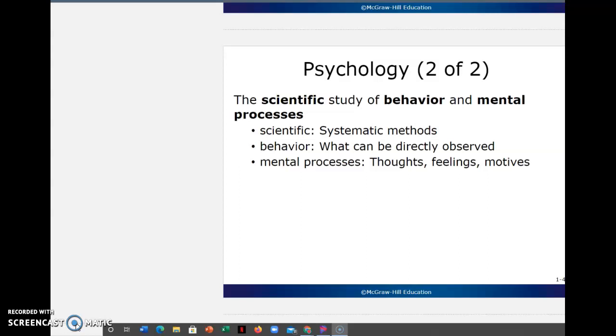The purpose of micro lectures is to take some of the concepts from the chapter that historically I've seen students struggle with the most and really focus on that for a short lecture. So today we are in chapter 1. As you're reading this chapter, you're learning about what is psychology. So here is the definition: the scientific study of behavior and mental processes.